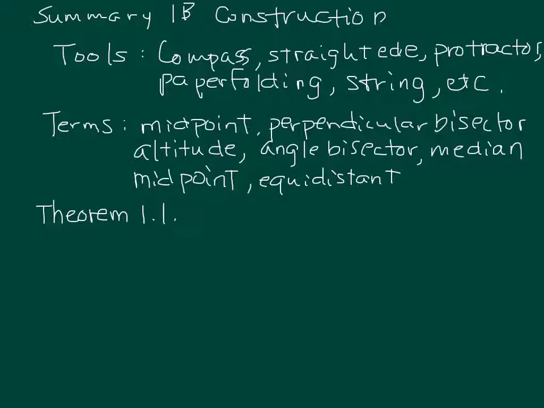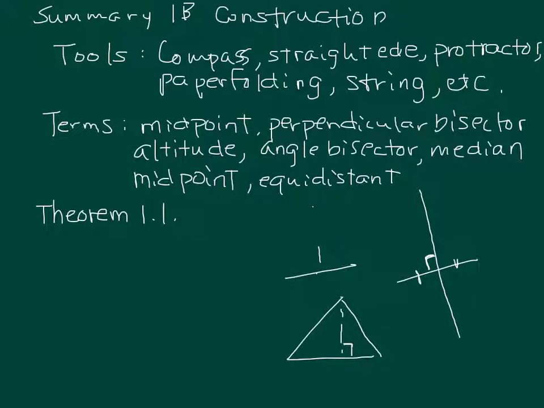And some terms we went over: midpoint. Midpoint is, for any segment, the point in the middle. Perpendicular bisector is the line that divides a segment into exactly two, and also it intersects at 90 degrees. That's the perpendicular bisector. Altitude is basically the height of a figure. For example, for a triangle, if you have this kind of triangle, then the height will be that. That's the altitude. Instead of saying height, we say altitude.